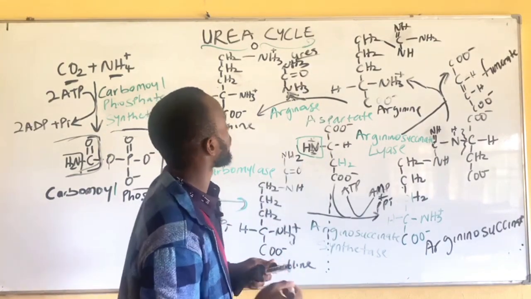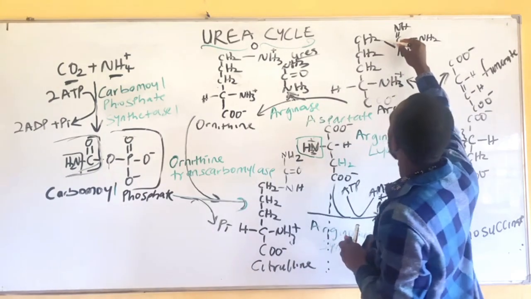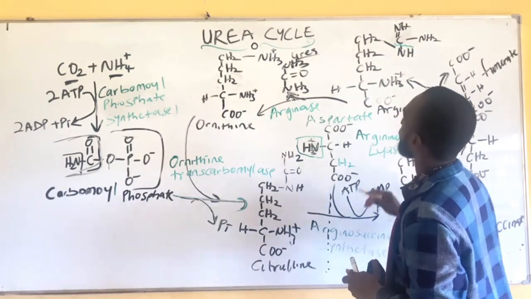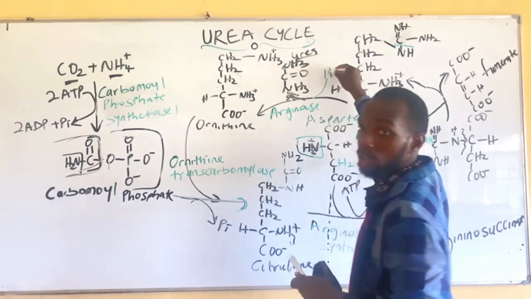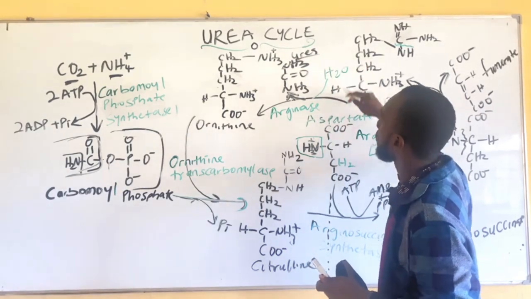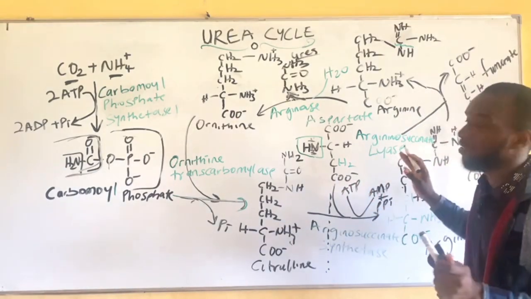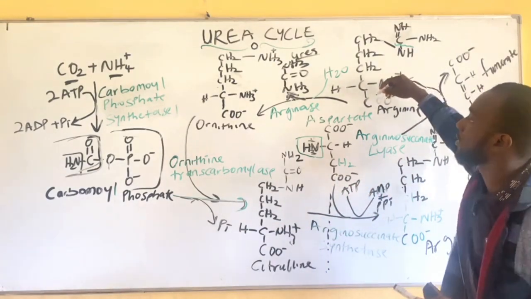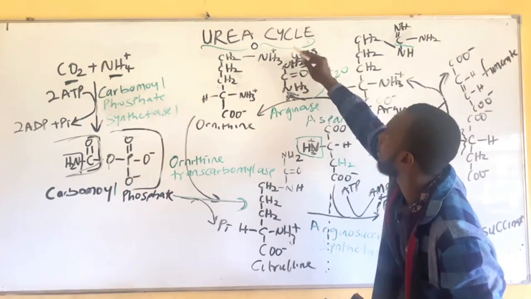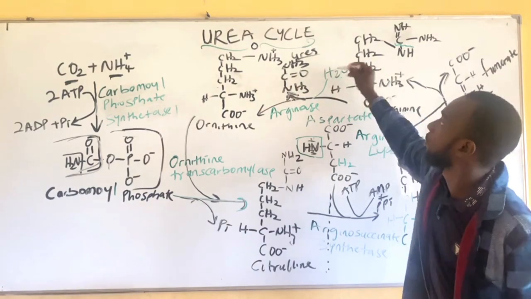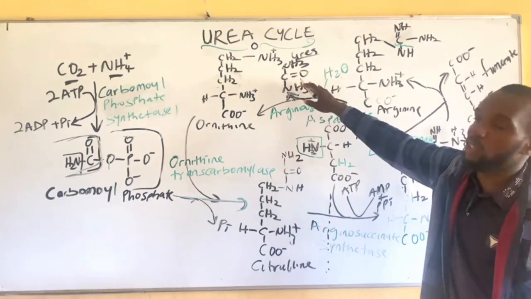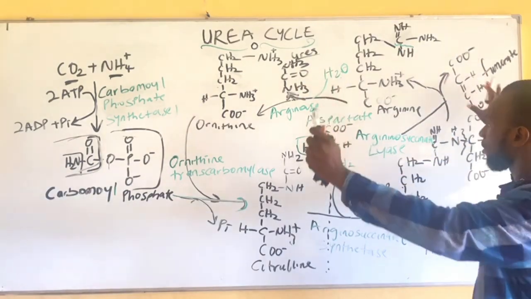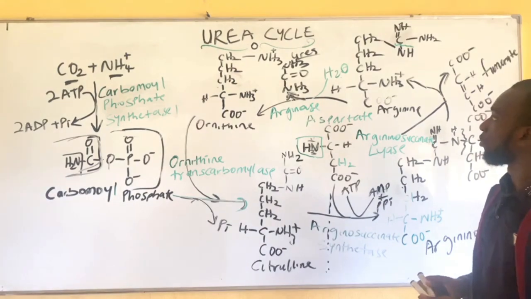The breakdown was at this point here, and the breakdown required H2O. What actually happened in this reaction is the hydrolysis of arginine to form ornithine and then urea. You can see that the H2O donated the oxygen that we see here. So this is the structure of the urea cycle.